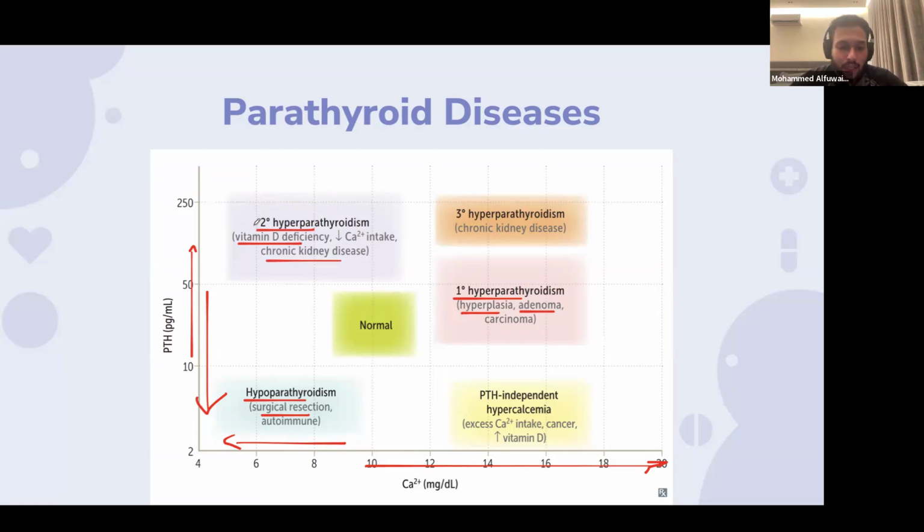Now, in secondary hyperparathyroidism, it is the low calcium because of the kidney disease or vitamin D that's causing a positive feedback loop and causing the hyperparathyroidism to compensate for the low calcium. Okay? Now, tertiary hyperparathyroidism is if you have uncontrolled secondary hyperparathyroidism and the PTH is autonomously being secreted, and this causes tertiary hyperparathyroidism, okay?